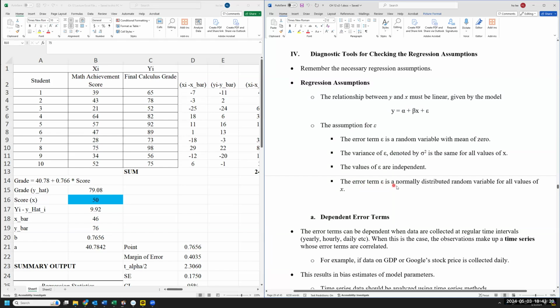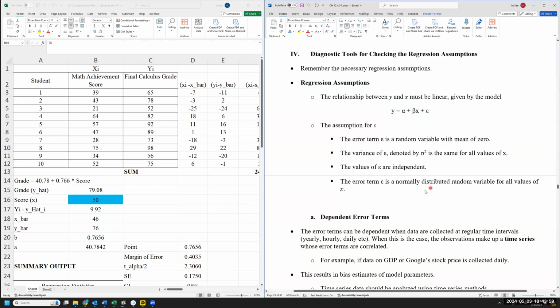The error term epsilon, there are ways to correct it. For example, let's say COVID occurred. That can cause all 10 students to have some associated quote unquote error, or something outside of math achievement scores and calculus scores that impacts the data. There are ways to fix that. That's again beyond this chapter. That's a side note. The error term epsilon is normally distributed as well. So it's a normally distributed variable with mean 0 and variance of sigma squared.